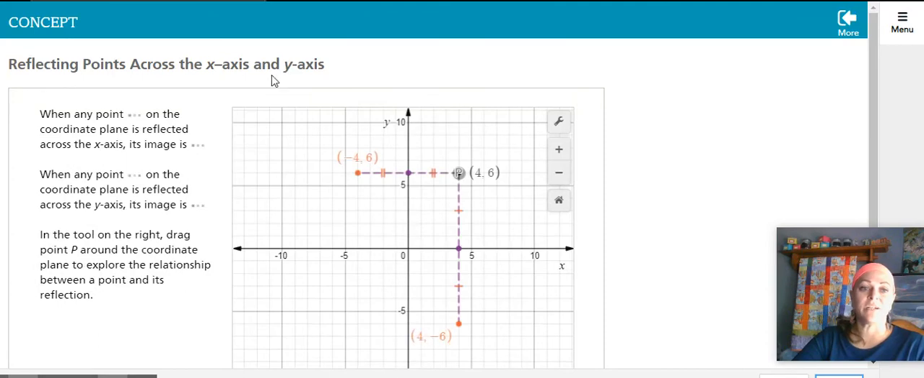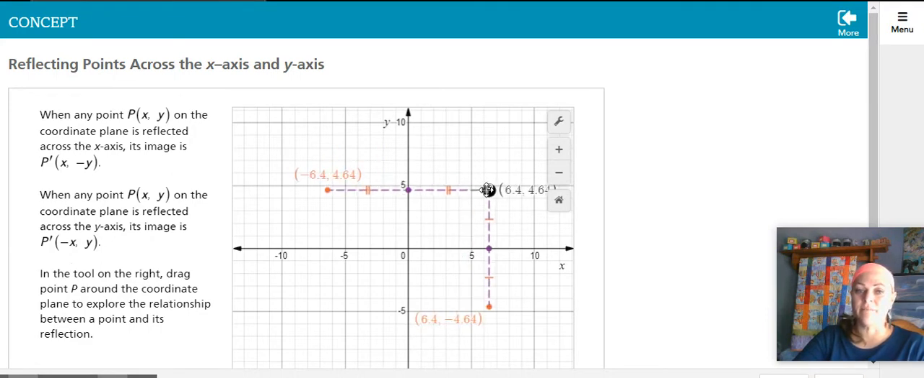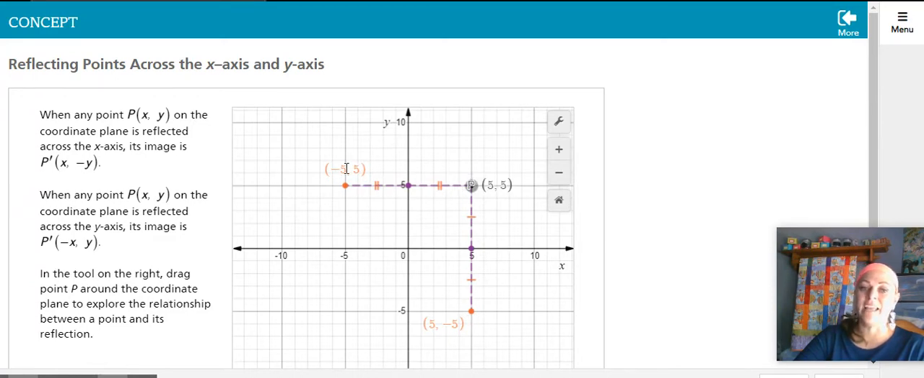Okay, reflecting points across the x and y. Here's the point. It is telling you the rules. If you reflect across the x-axis, y changes, becomes negative. If you reflect across the y-axis, the x changes or becomes negative. So you can start this. Here's point P. We'll put it right there. If this point is 5, 5, and I want to reflect across the x-axis, it's still 5, but it's -5. And this way, it's -5 for the x, but the y does not change.